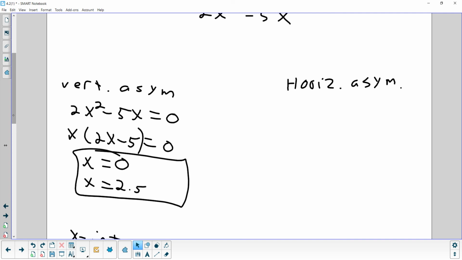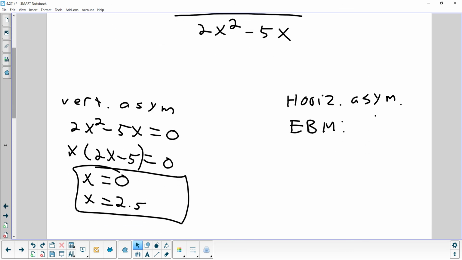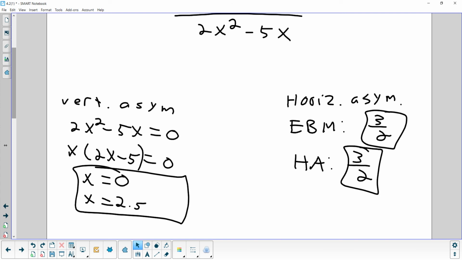Horizontals. What do we find first that gives us the horizontals? The EDM. What is the EDM in this case? 3 over 2. Now, let x approach infinity in that fraction, and what do you get? 3 over 2. So our horizontal asymptote is 1.5. Decimal is helpful when we graph, if you don't know that that's 1.5.